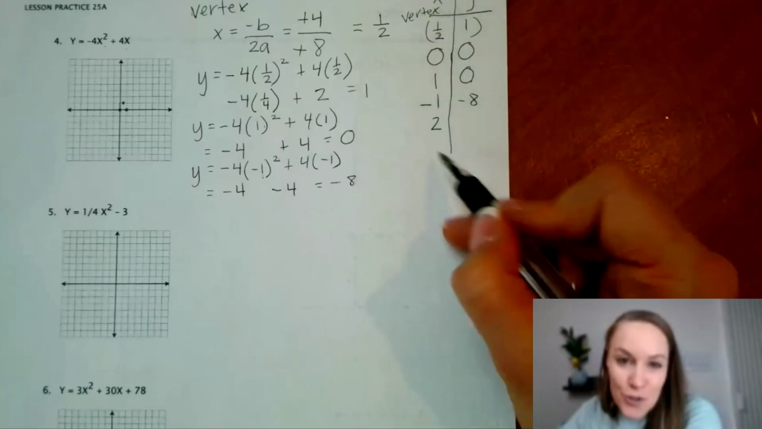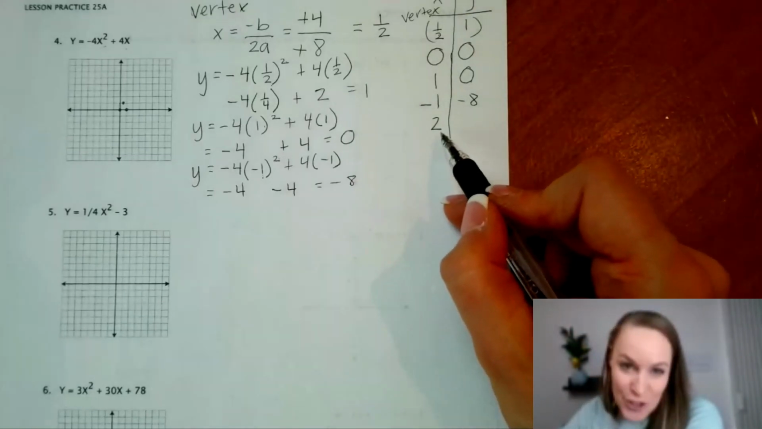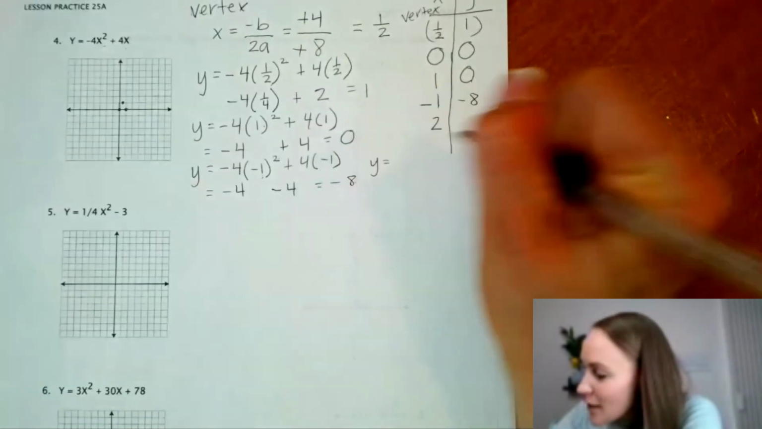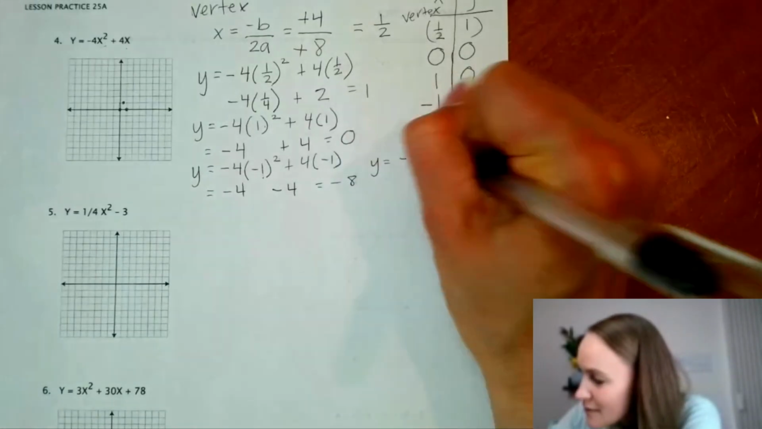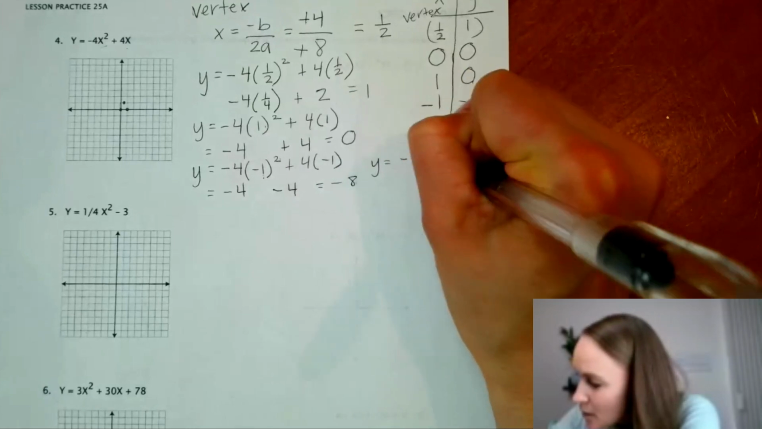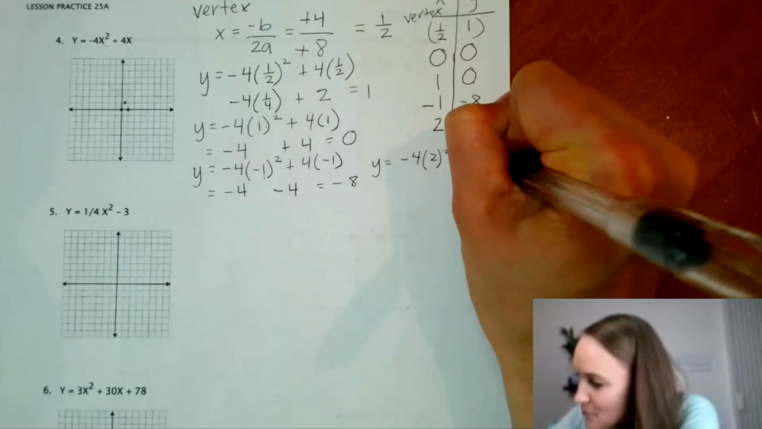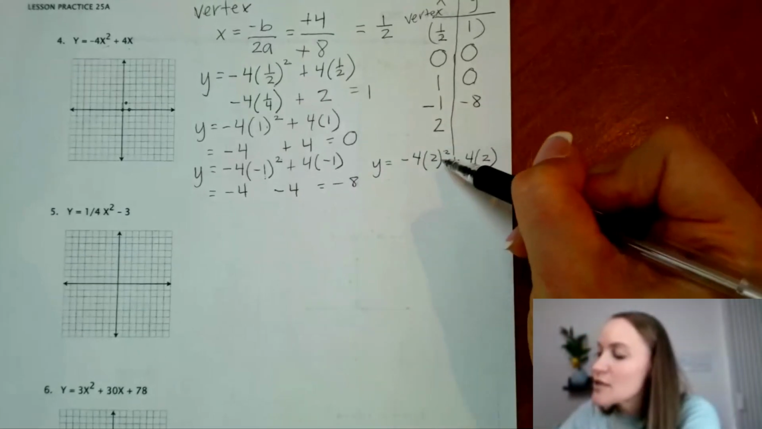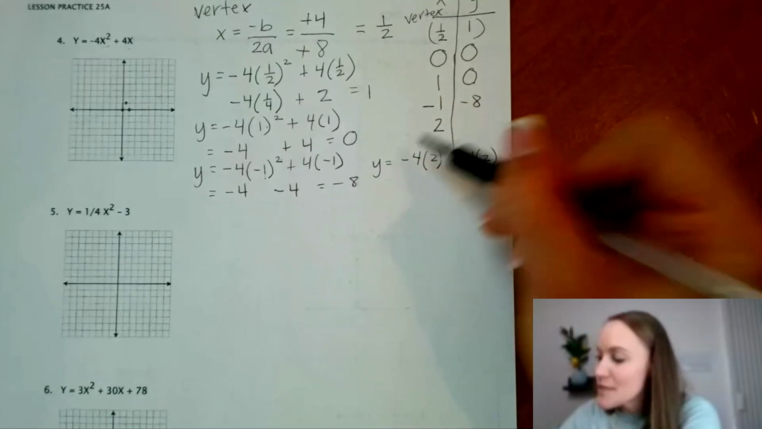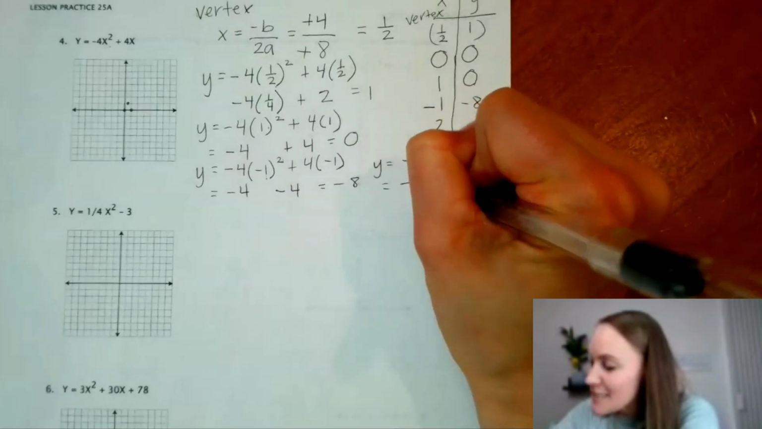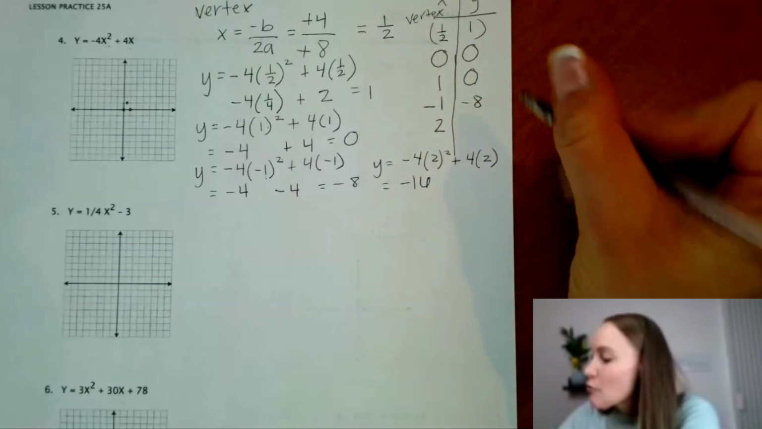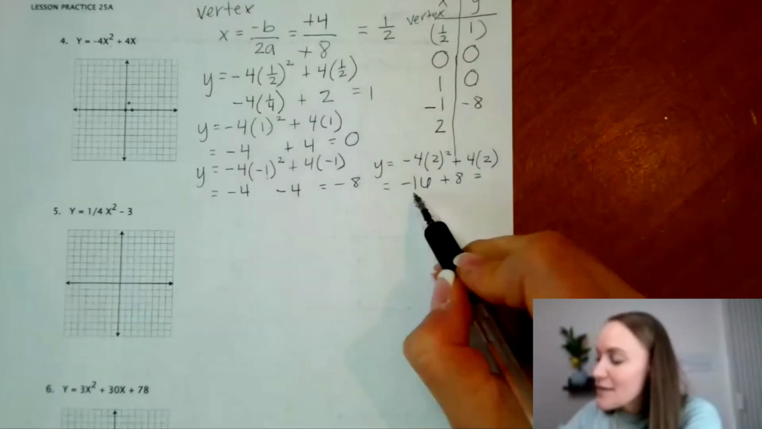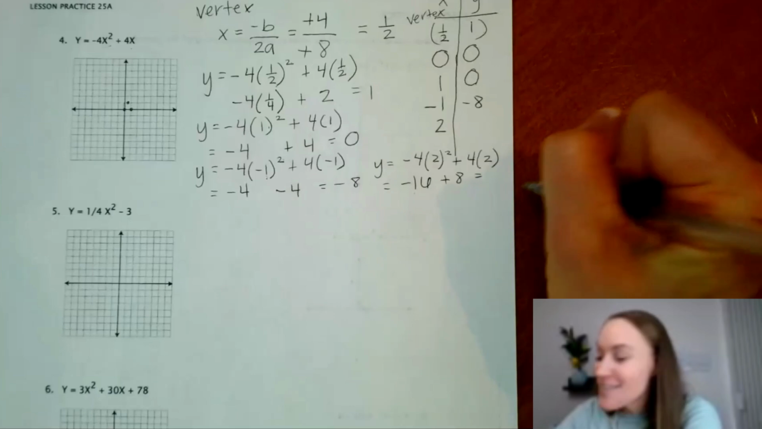So if we're not sure, hey, does that work with 2? We could plug it in. So let's go ahead and do that really quick. y equals negative 4 times 2 squared plus 4 times 2. Okay, so 2 squared is 4. 4 times negative 4 is negative 16. 4 times 2 is 8. Negative 16 plus 8 is negative 8.